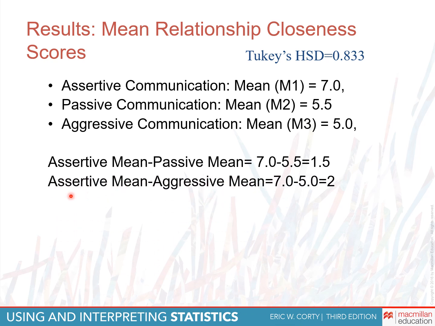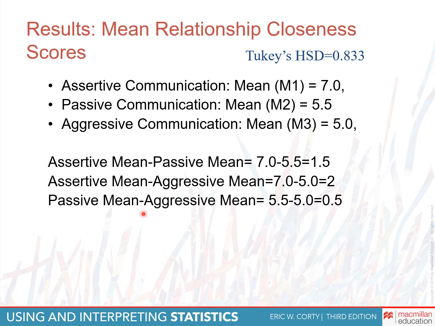Now we can compare the assertive group to the aggressive group. So the mean closeness score for the assertive group was 7, for the aggressive group was 5, and so the difference in closeness between those groups is 2. And we know 2 is greater than 0.833, which is our honestly significant difference value. So that tells us that the mean closeness scores for the assertive group versus the aggressive group are honestly significantly different from each other.